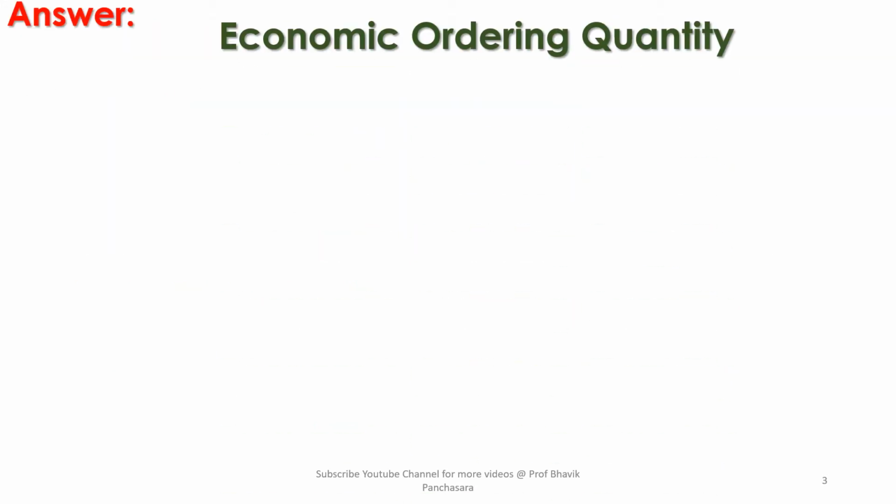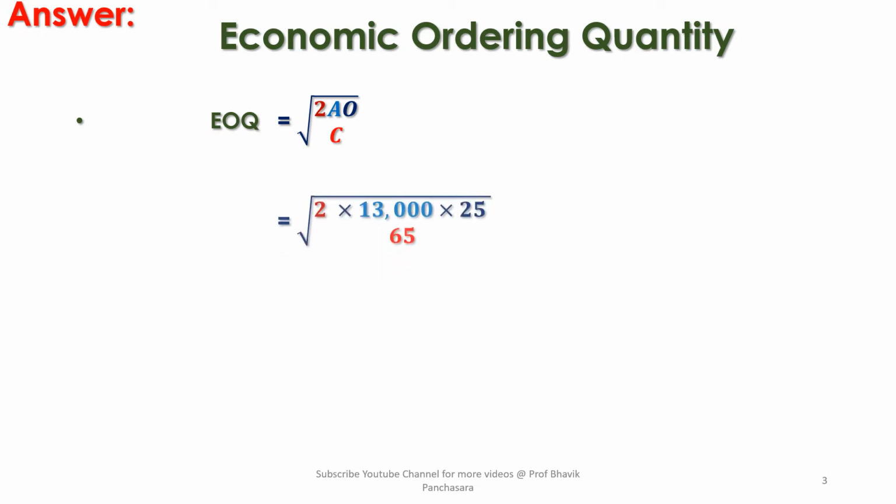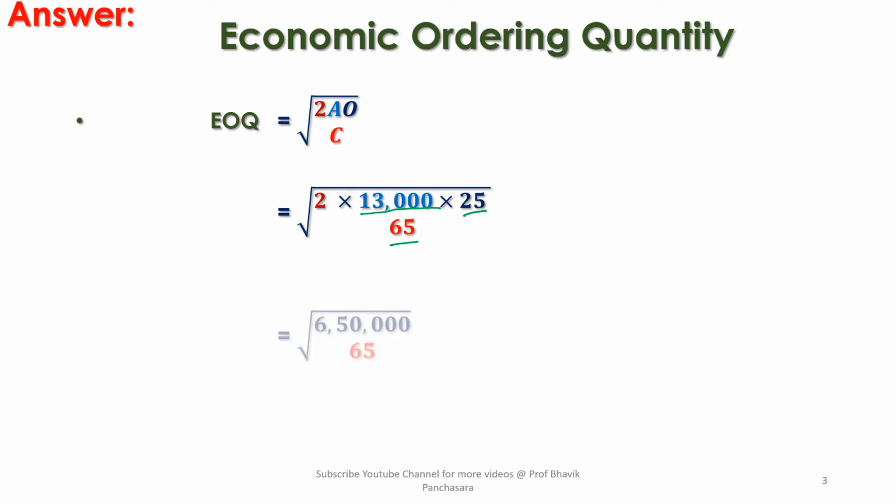So, first of all, we will start with the calculation of economic ordering quantity. The formula of EOQ is square root of 2AO upon C. Let us put the values in this formula. Meaning of A is annual consumption, that is 13,000 units. O means ordering cost, that is 25, and C is carrying cost, that is 65.